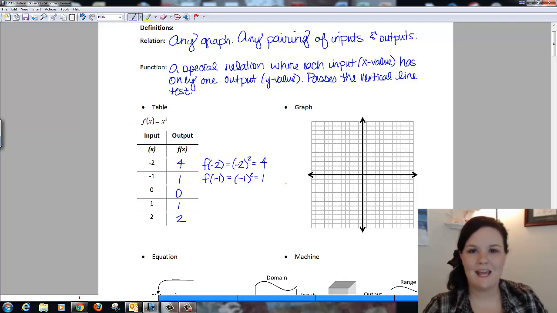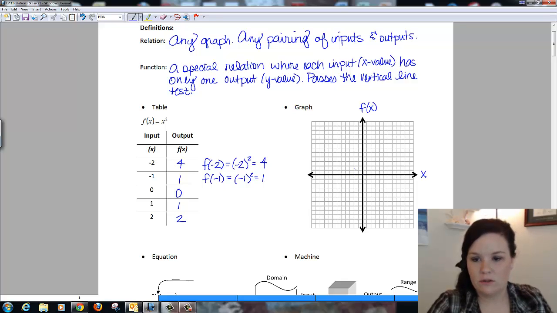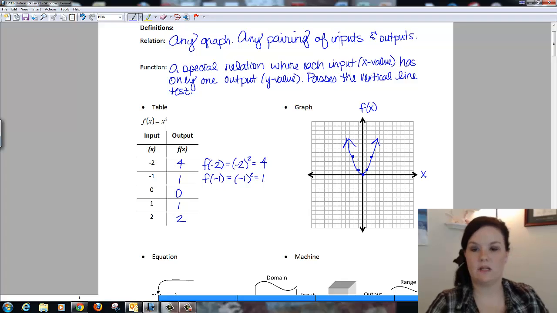Okay, so now that I have this table, I can go ahead and just plot the ordered pairs that this table makes. So my first input was -2, my output was 4. So on my x-axis, I'm going to plot my input. On my y-axis, I'm going to label it f of x and plot my y. So at -2, I'm up at 4. At -1, I'm up at +1. At 0, I'm at 0. At 1, I'm up at 1. And at 2, I'm back up at 4. So if I draw a line through my values here, notice what we end up with is a parabola.